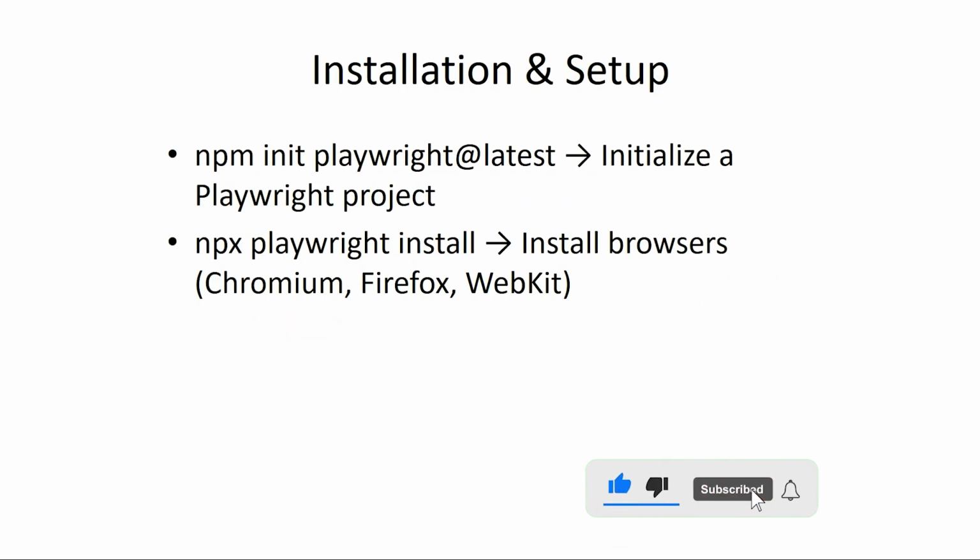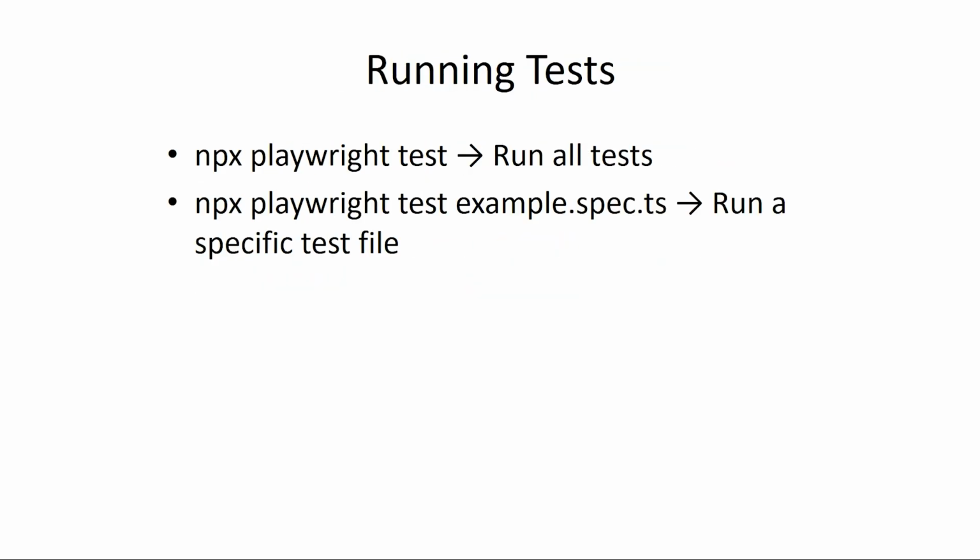Installation and setup. This is the command npm init playwright@latest. This is to initialize a Playwright project. By using this command, you can initialize a Playwright project. And if you want to install browsers, this is the command npx playwright install. You can install browsers by using this command. You just need to enter npx playwright install in a terminal and you can install browsers.